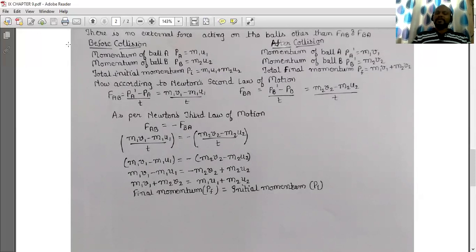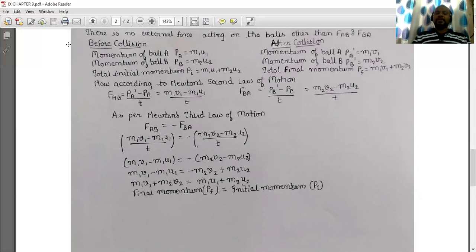Now, according to Newton's second law of motion, FAB, the force exerted on body B by body A, is PA dash minus PA upon t, that is m1v1 minus m1u1 upon t. Whereas FBA, the force exerted on body A by body B, is equal to PB dash minus PB upon t, that is m2v2 minus m2u2 upon t. As per Newton's third law of motion, FAB is equal to minus FBA, that is, action and reaction are equal in magnitude but in opposite direction.